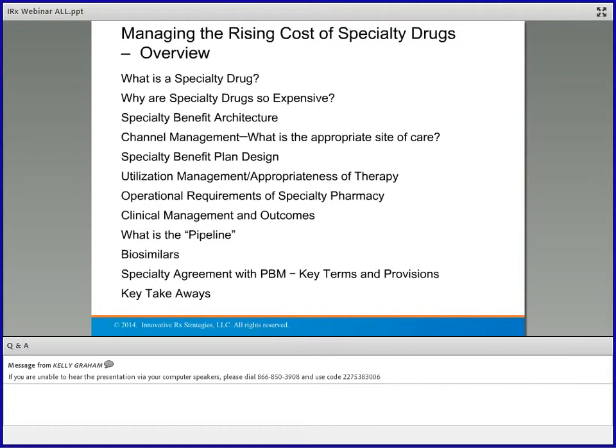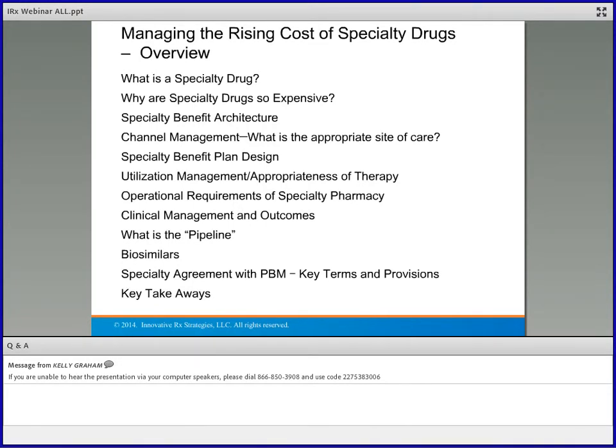So there are other drugs that are in the pipeline, and we'll talk more about that during the presentation, about some of the drugs that are in the pipeline and things that you should be thinking about doing now as those drugs come to the market in the next few years, because there are certain plan designs you should be implementing to make sure that you're not hit with a lot of these costs down the road.